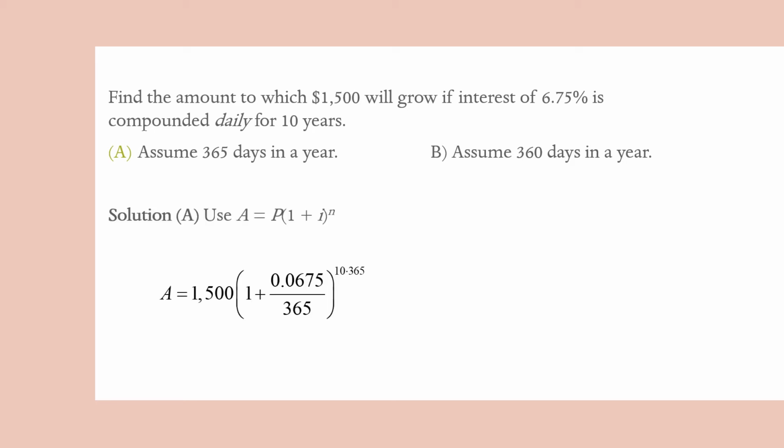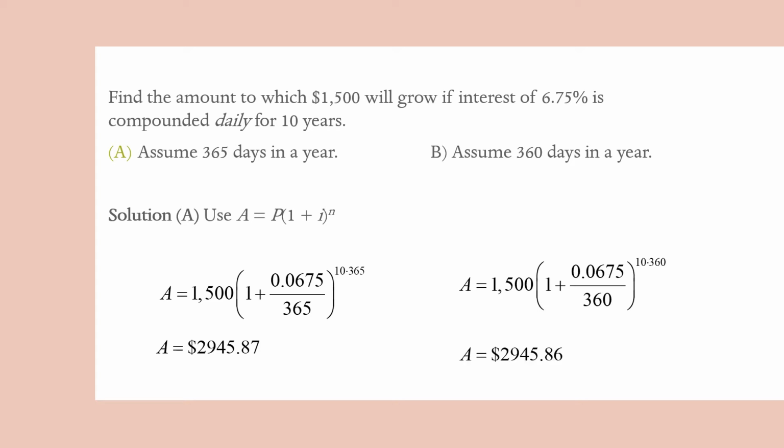A is P(1 + i) whole raised to n. So for 365, you get $2,945.87. Remember, when we did that quarterly, we got only $2,929.50. See how much we get when we are investing daily. If you're doing it for 360 days, there is not much difference. You have almost the same amount, just 1 cent less.